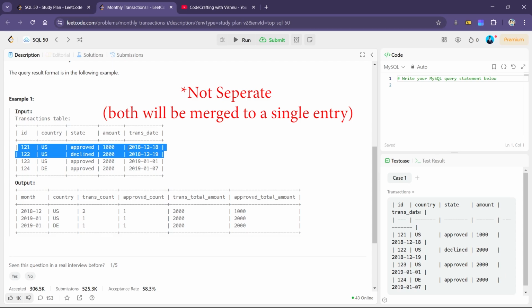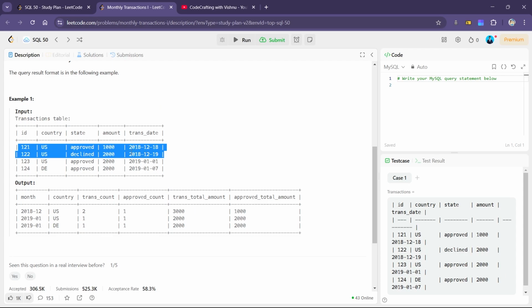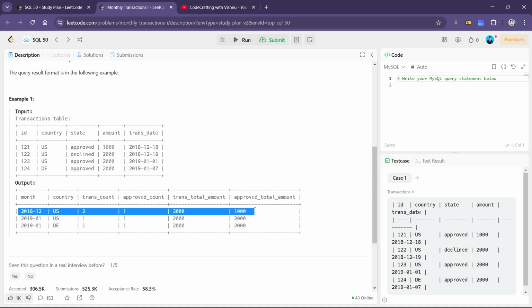But if I say 2019 and the same month 12, then they will be separate entries, because as per the question we have to find for each month, but that month is related to a year. So for example, 2019 and 12, and let's say this is 2018 and 12, then these two will be separate entries in the resulting table. Since these two entries have the same year and same month, they become a single entry.